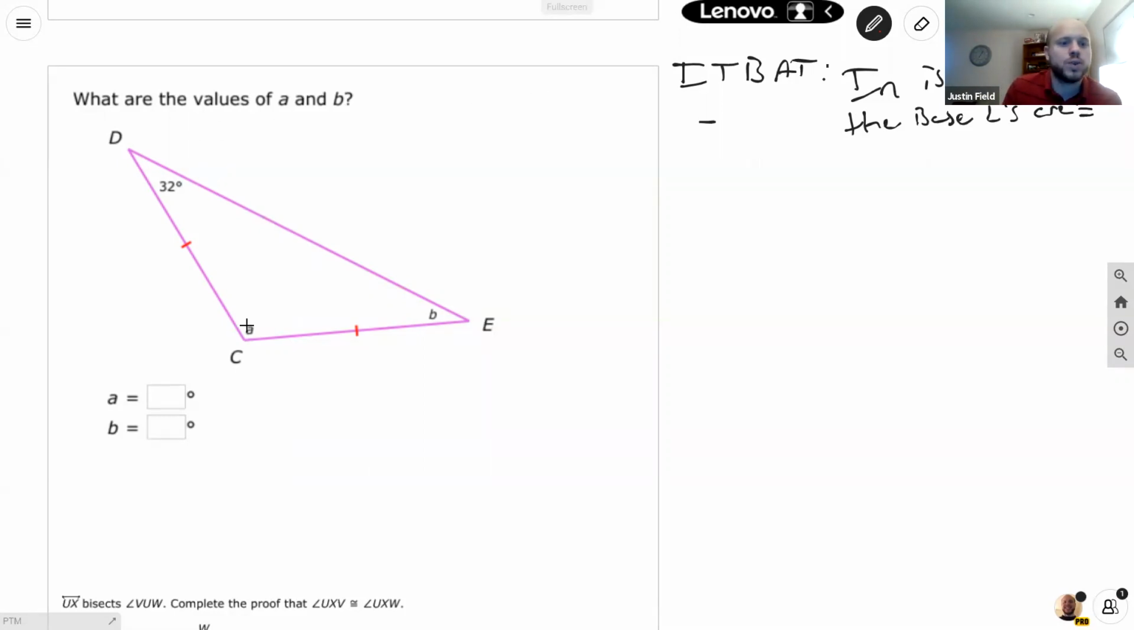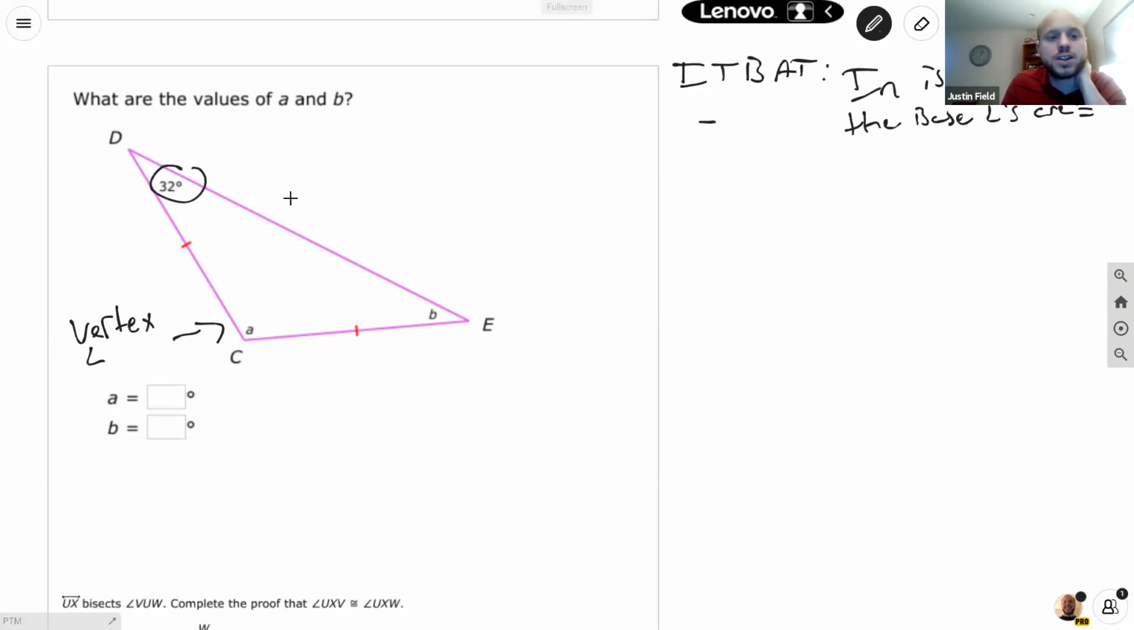Okay, so which angles are the base angles? The congruent ones. The ones that are not the vertex angle. This is called a vertex angle, and it's the included angle in between the two congruent sides. That is how you know it's the vertex.